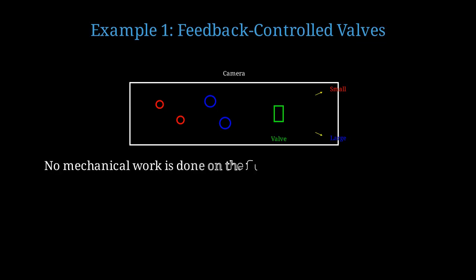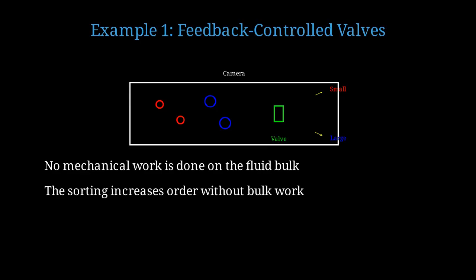Here's the key point. No net mechanical work is done on the bulk fluid. The valve simply redirects flow that's already happening due to an external pressure difference. Yet the system sorts particles, creating order from disorder. It separates a mixed population into two sorted populations, decreasing entropy locally. So where does the thermodynamic cost appear?